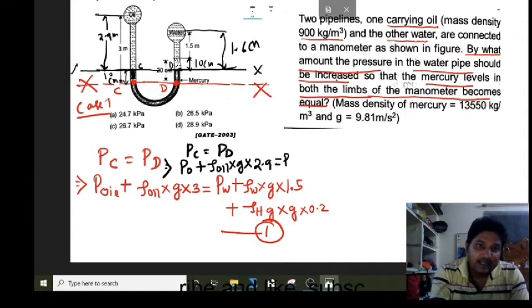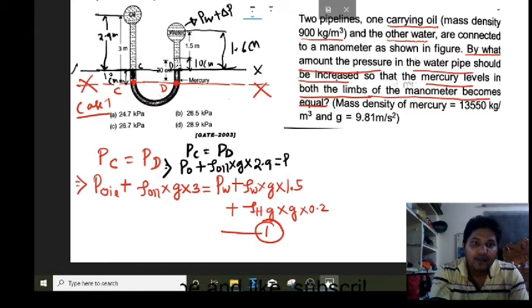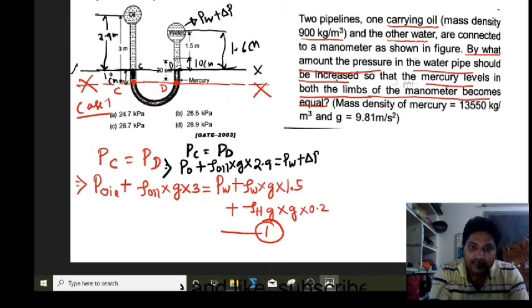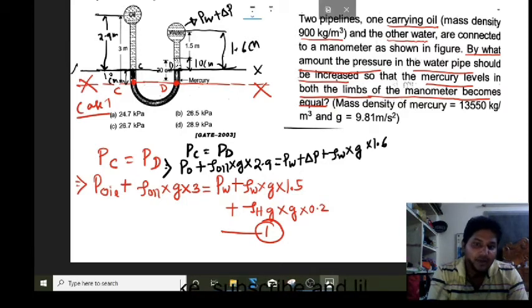Suppose the pressure is now increased. Earlier it was the pressure in the water pipeline, plus some delta P amount of increase, so that there is some fall in the mercury in the right limb and a gain in the mercury in the left limb. So this is the pressure of the water pipeline, plus the increase in pressure, plus density of water into g into the height of water, which is now 1.6 meter. This becomes equation number 2.